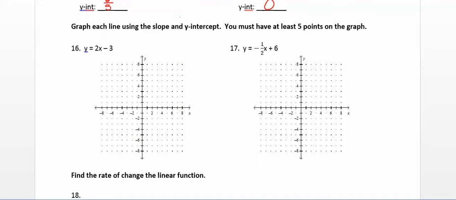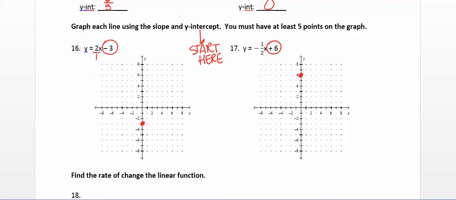For 16 and 17, I'm asking you to graph the line using the slope and the y-intercept. So remember, you start at the y-intercept. For both of these equations, it's -3 and +6. So I'm going to go ahead and graph both of those on the y-axis: -3, +6.